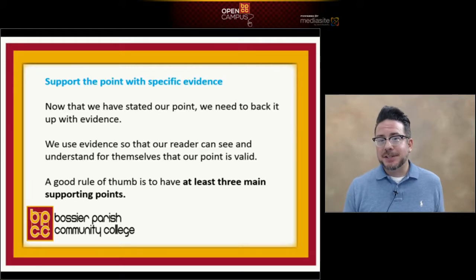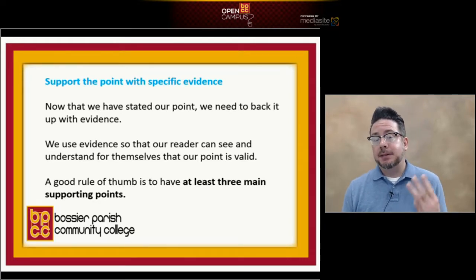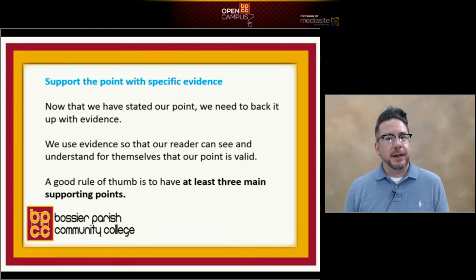It's not enough to simply state your point. You need to give some reasons, some specific examples, so that your reader can understand where you're coming from. Now, a good rule of thumb is to always have at least 3 main supporting points. Now, 3 is not a magic number. You can certainly have more than 3, but generally speaking, you don't want to have fewer than 3. So in your mind, as you're generating ideas and deciding on your supporting points, always shoot for 3.